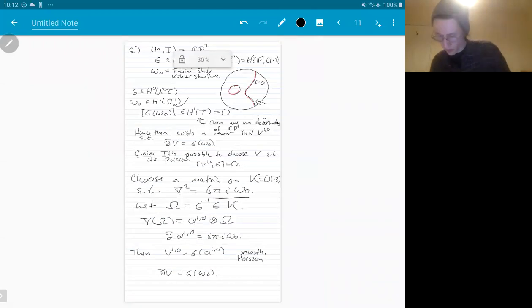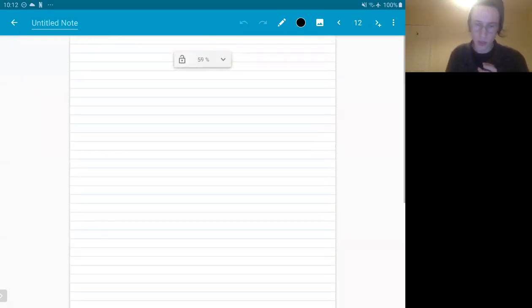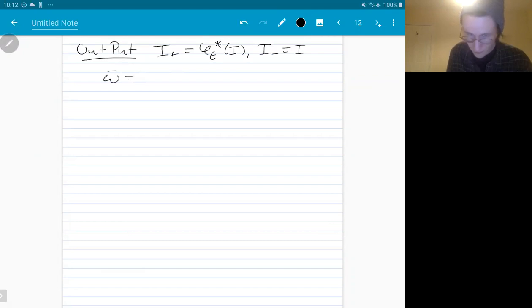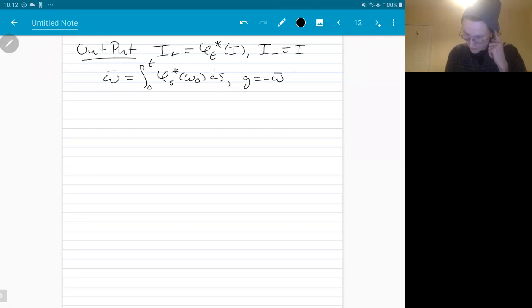Okay, so we've produced the input for the flow construction, and then we run the flow construction, and we get this generalized Kähler structure.